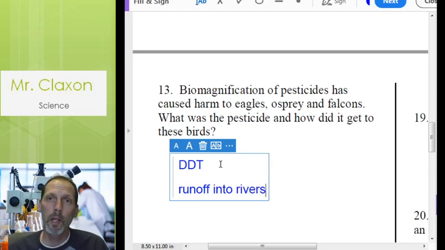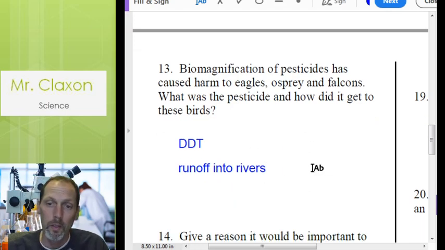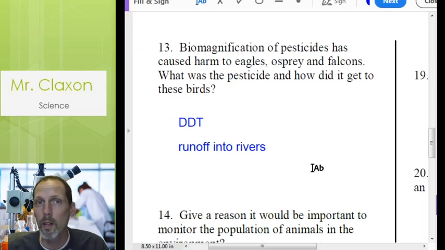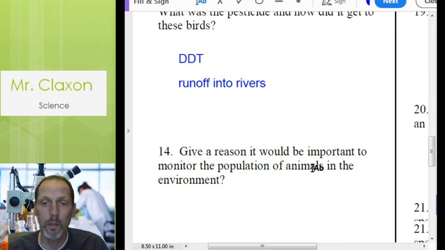The farmers were spraying DDT, but when it rained, it ran off into the rivers, got into the food chain, and eventually made it to the eagle and the osprey. So again, a reminder that what we do on land can influence and impact what happens in water.